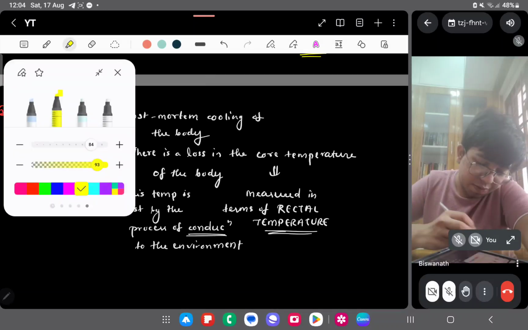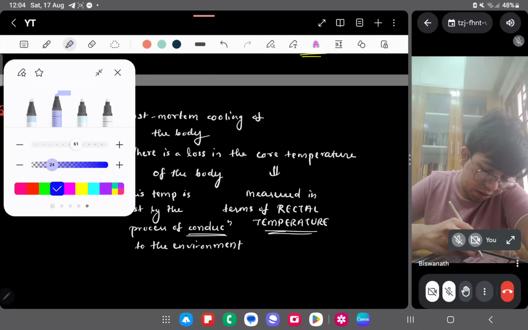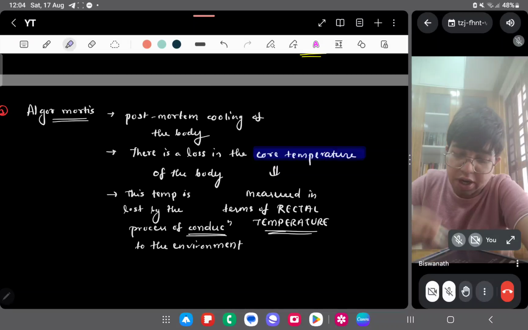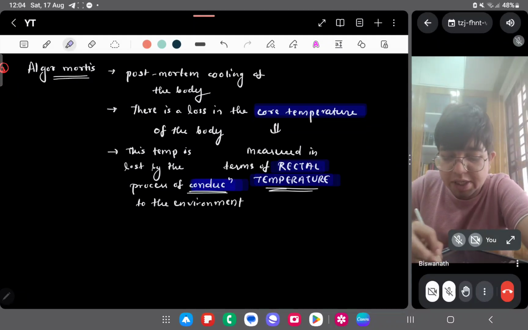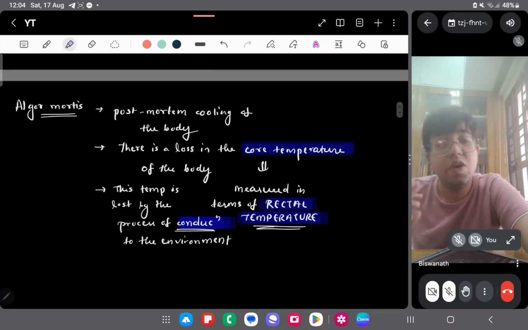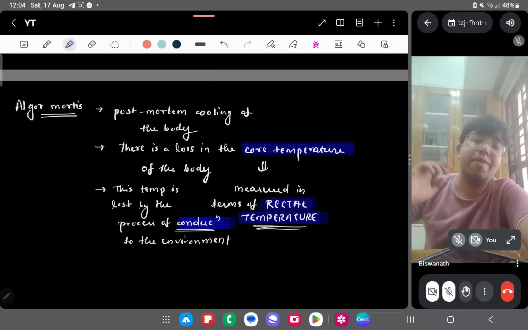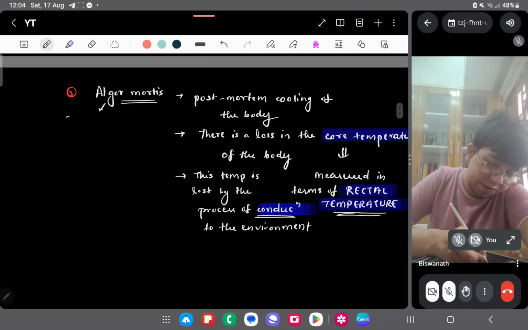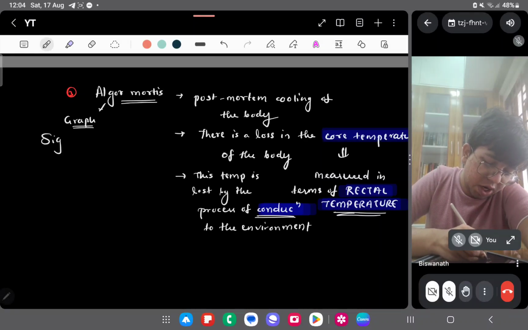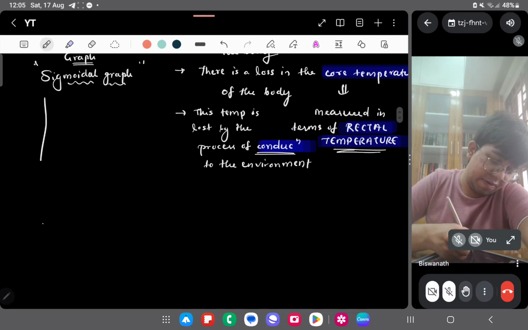So algor mortis is the postmortem cooling of the body, where 2-3 words are important. It's the loss of core temperature, remember, and the process is called conduction. Core temperature is the rectal temperature. You have to know this. These things are important, and we have an algor mortis graph over here, which is a sigmoidal graph. So let's draw the graph.